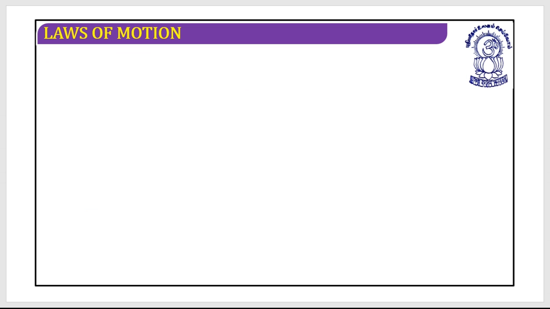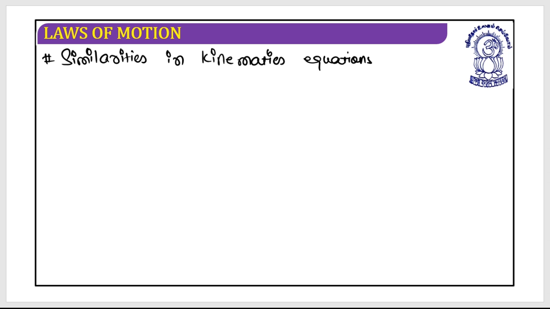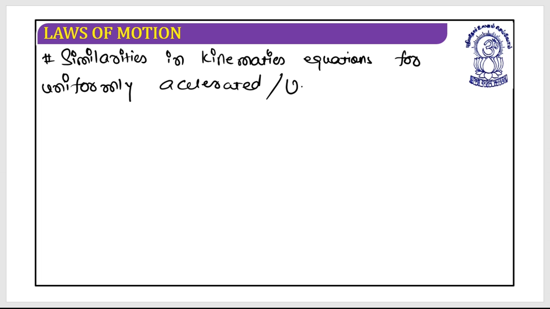Now again, in similarity, we are discussing the similarities in kinematics equations for uniformly accelerated or uniformly angular accelerated motion.